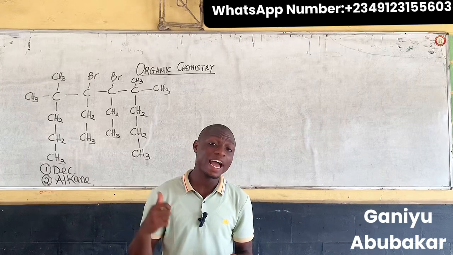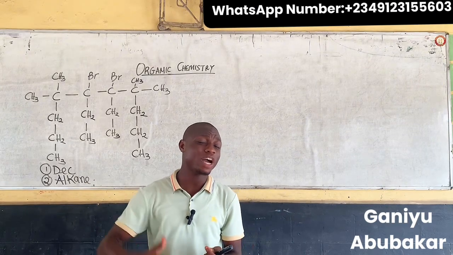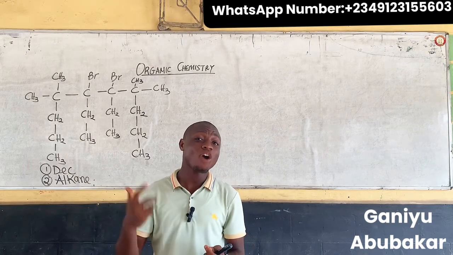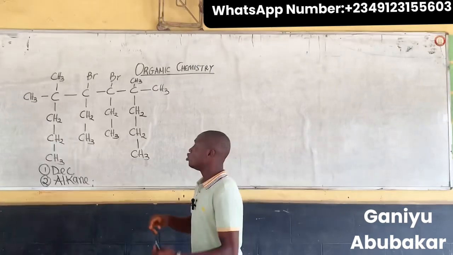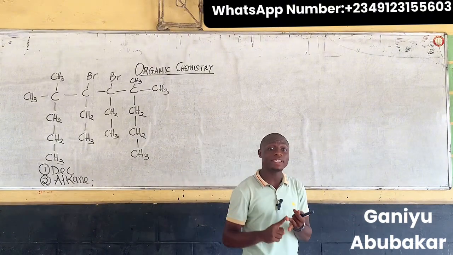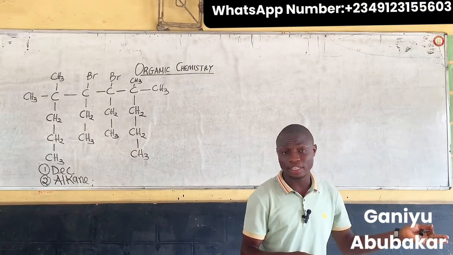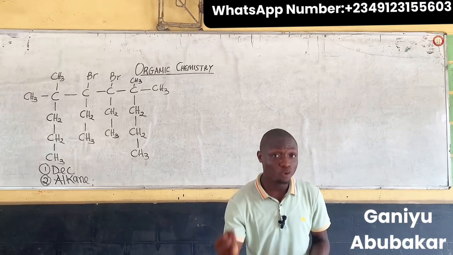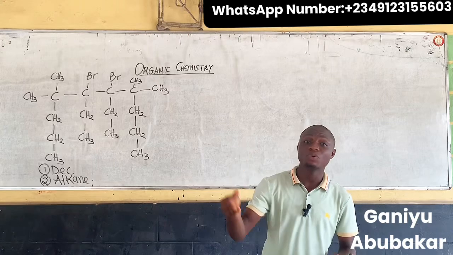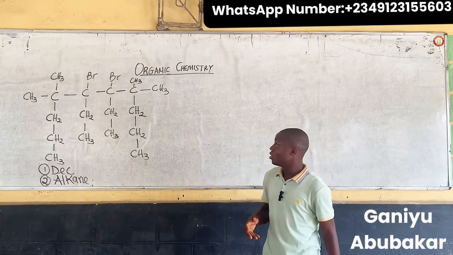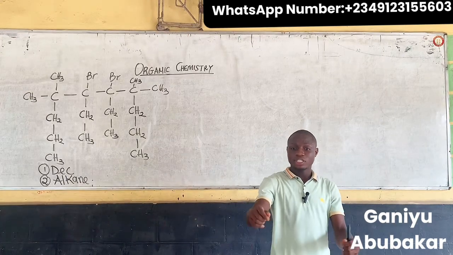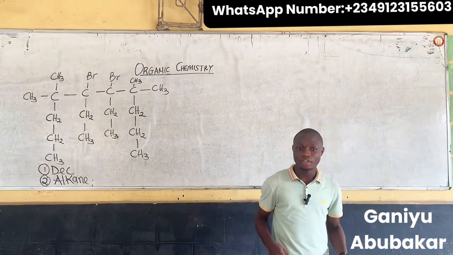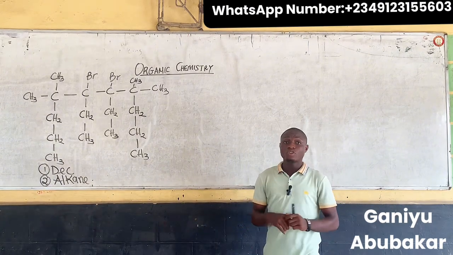Now, your rule 3 says identify the substituent. In this case, I have both organic and inorganic substituents. By organic substituent, I mean your methyl, ethyl, propyl, and so on. By inorganic substituent, I mean bromine, fluorine, iodine, and so on. Proceed from here, please.